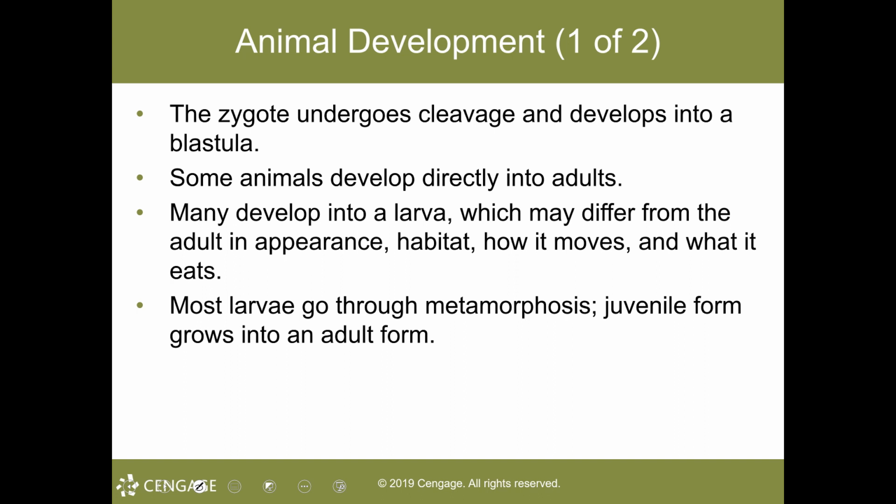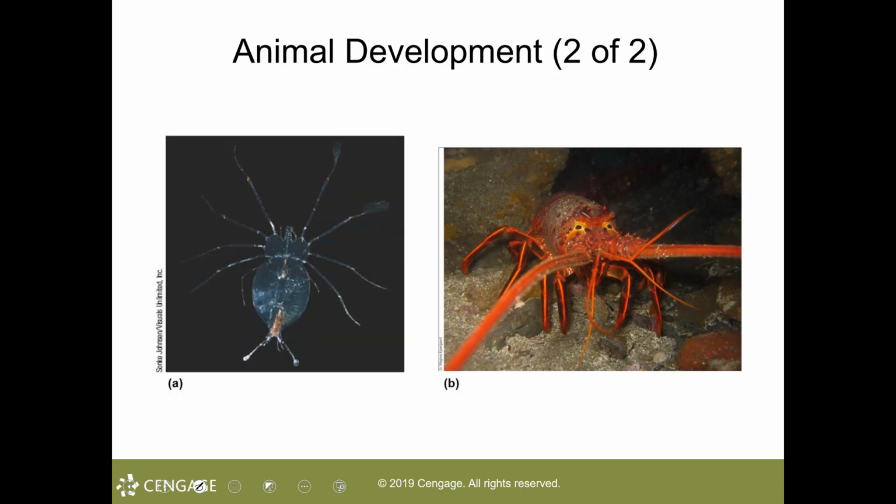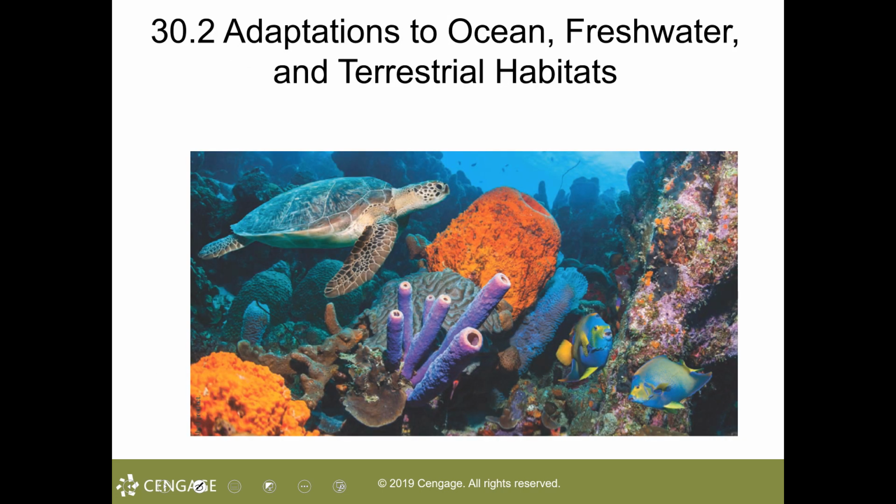So there you have it. Those are the 8 defining characteristics of animals. Please make sure you are able to go through those on the test. So next we get to the adaptations to life from the ocean to freshwater and terrestrial habitats. So let us begin there now.